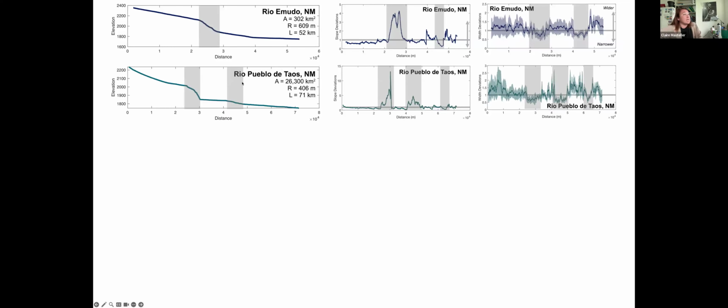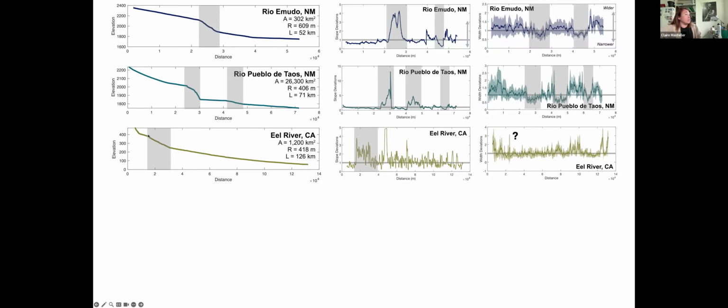We can do the same thing in the Rio Pueblo de Taos, where we have these 2 steep regions. We can see those pop up quite nicely here, where our slope deviations exceed 1, and then the sustained narrowing of our channel that's coincident with that.